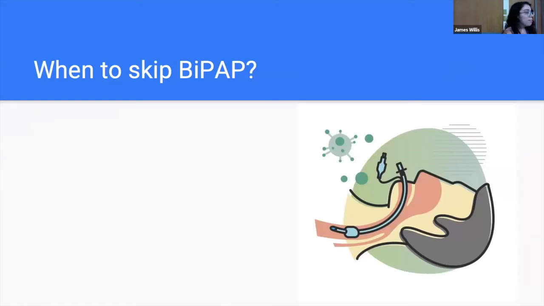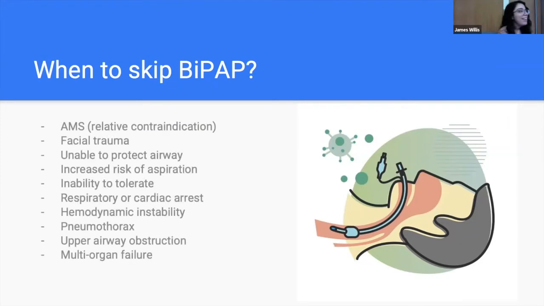So when should we skip BiPAP? When is this not a great idea to try? Can somebody tell me some reasons why it might not be great to try BiPAP? Anybody? You can't get a good seal. Okay. Upper airway obstruction. AMS. Yeah, all of these are good, reasonable things. Pneumonia. So here's a list of some of them.